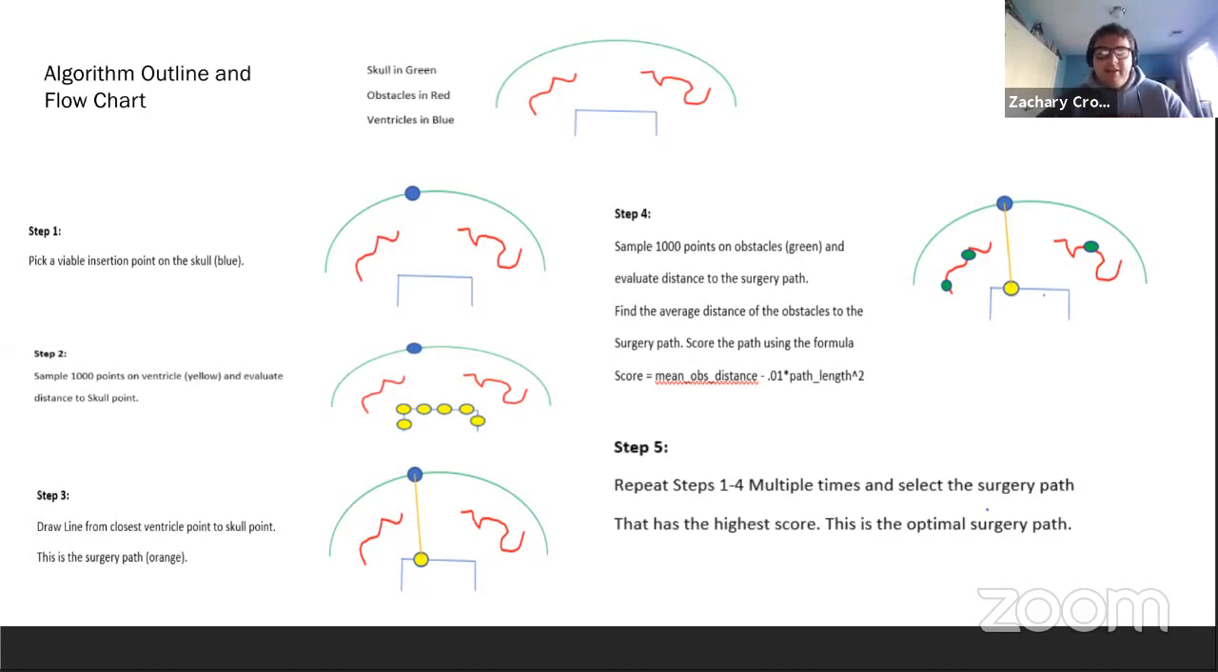Using the path length and the mean obstacle distance, we score the path, essentially giving it a safety score, which rewards being further away from obstacles and punishes being physically longer. Once we have a score for each surgery path, we repeat steps 1 through 4, preferably several hundred times, to find the optimal score of all the random paths that we generate.